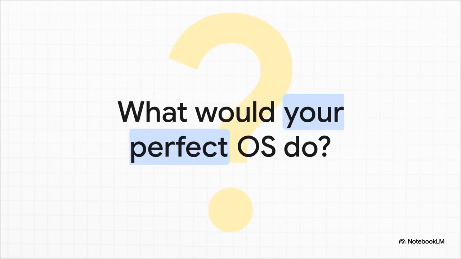So from a hobbyist's custom desktop all the way to the keys that secure the internet, the power of a purpose-built OS is just incredible. And it really makes you think, if you could build an operating system to do just one thing perfectly, what would that one thing be?